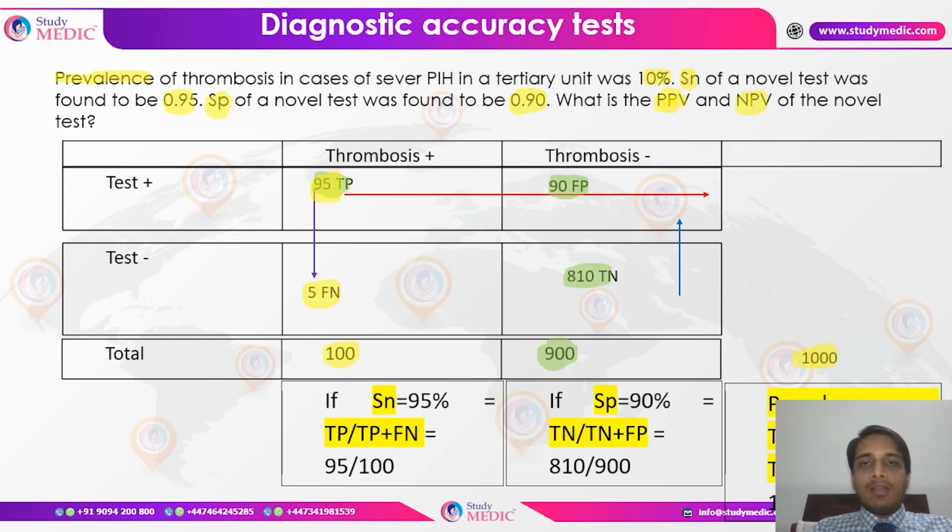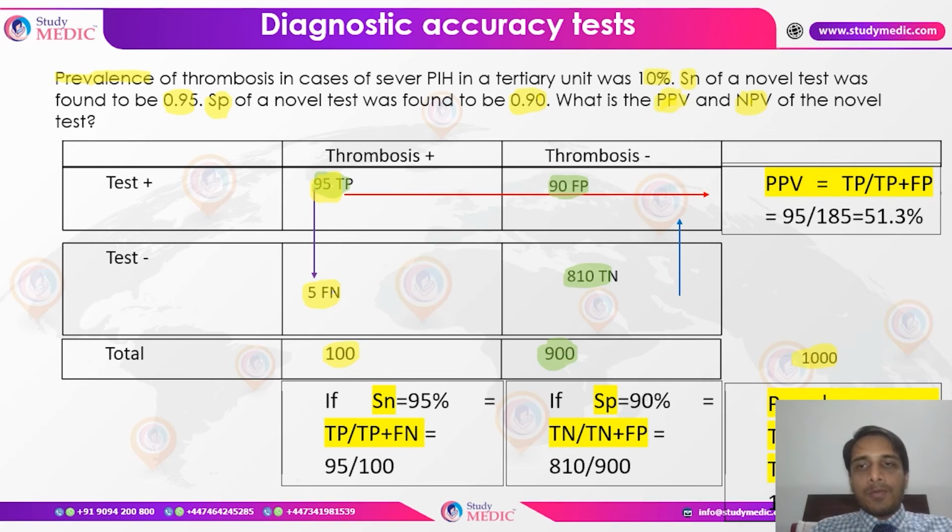Now you calculate positive predictive value. What is positive predictive value? Those who are tested positive, how many are having the disease? That is true positive by true positive plus false positive, which is around 95 out of 185, 51.3%. That is the positive predictive value.